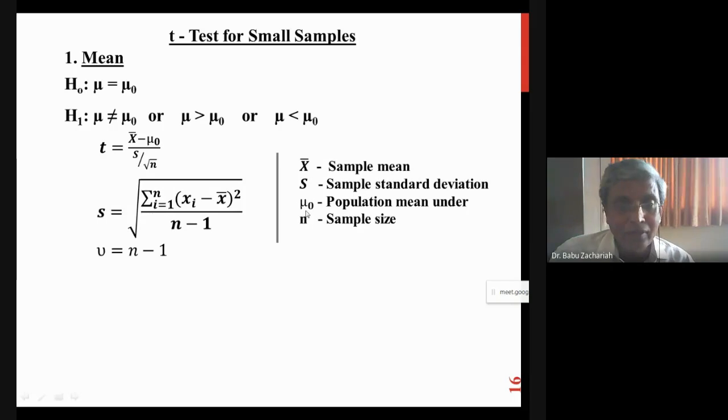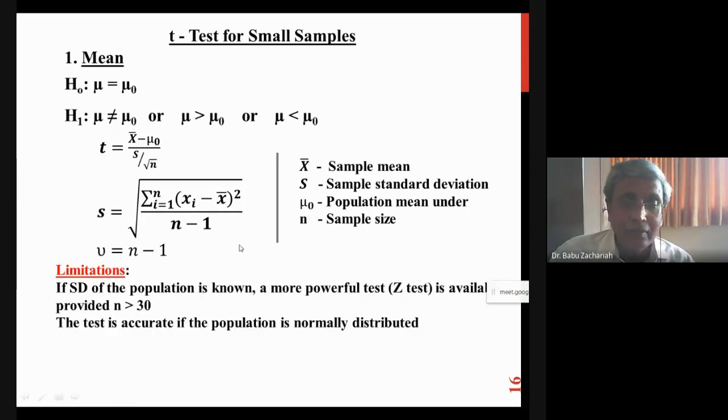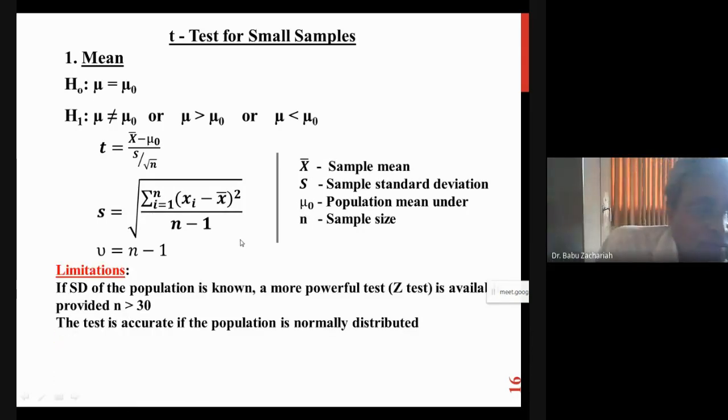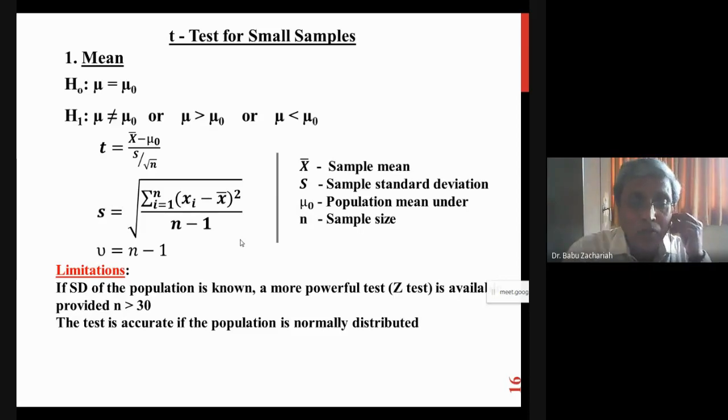And these are the notation explanations. So there are limitations. If the standard deviation of the population is known, a more powerful z-test is available, provided n is greater than 30. The test is accurate if the population is normally distributed. Means before performing the t-test, you have to perform the test of normality.